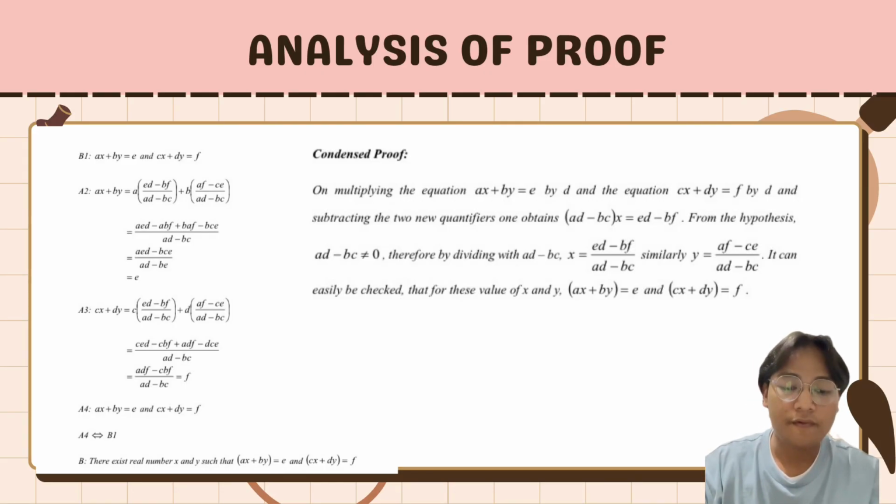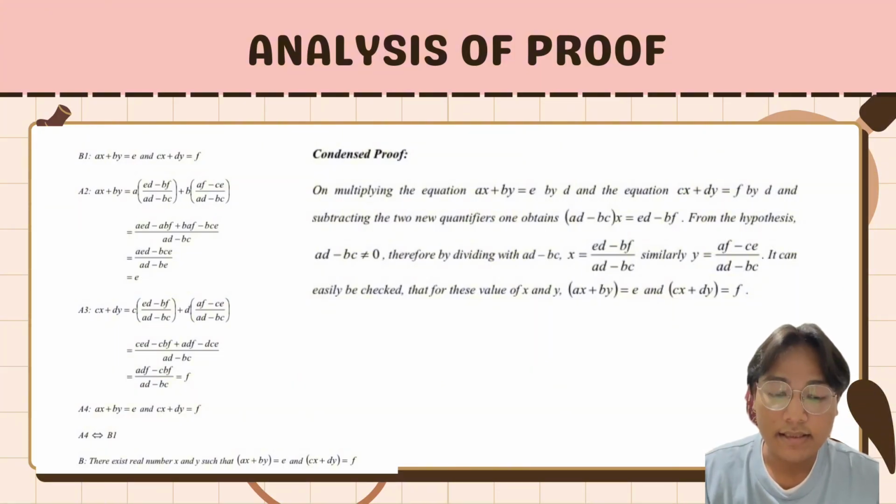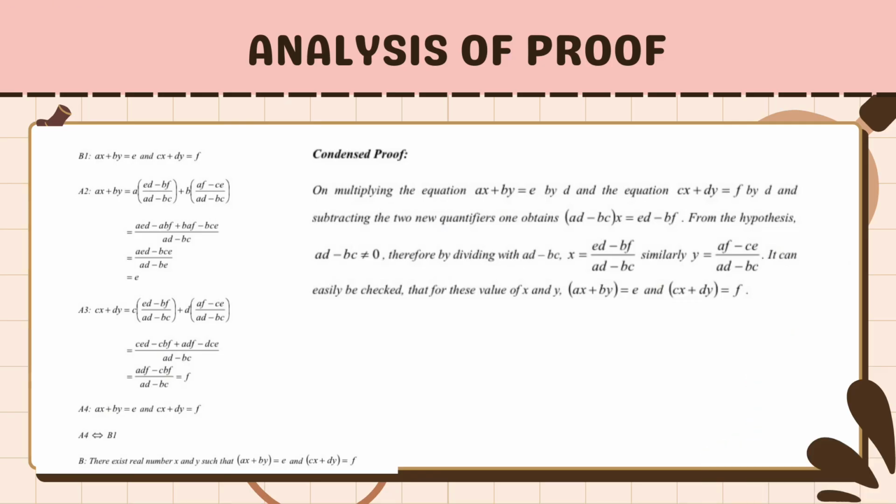And we move to the A4. AX plus BY equals E, and CX plus DY equals F. And our A4, we refer to B1, and it is exactly the same thing. And for B, there is a real number x and y such that AX plus BY equals E, and CX plus DY equals F.